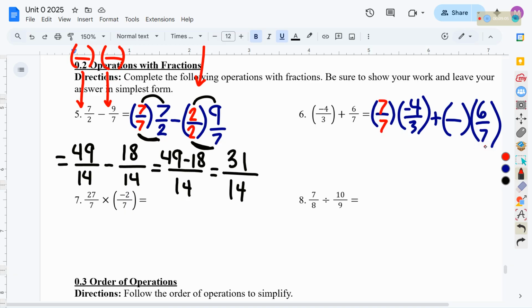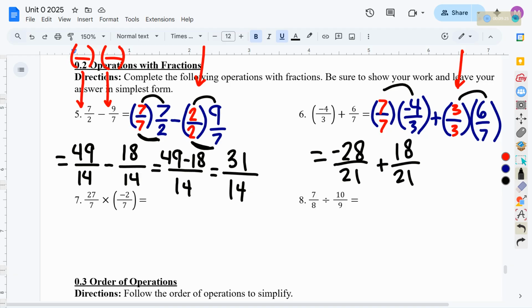How do I figure out what numbers go here? We look at the other denominator. That's 3, right? So I want this to be 3 on bottom, and so we also have a 3 on top. So we do the top times the top, and this will give me negative 28, and on bottom we have 21. Okay, but here we have 3 times 6, which is 18, and on bottom we get 21.